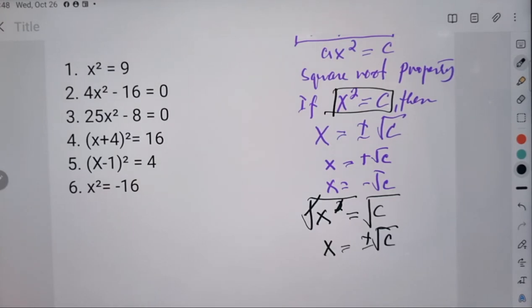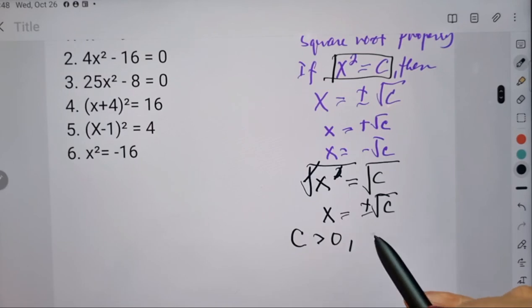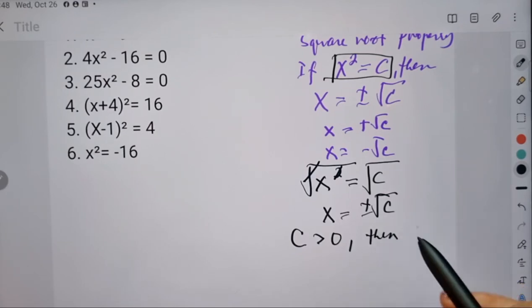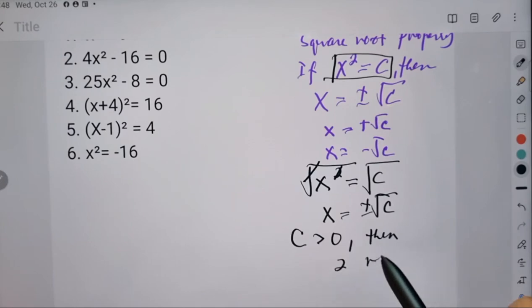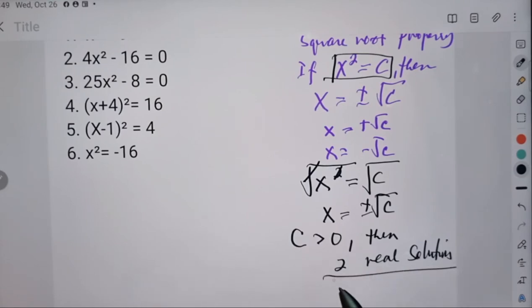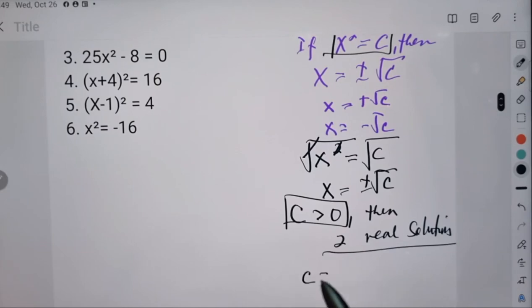Now, if the value of c is greater than 0, then magkakaroon tayo ng 2 real solutions. Magkakaroon tayo ng dalawang real numbers na solution. Now, ano naman ang mangyayari if c is equal to 0? Pag c is equal to 0, meron lang tayong one real solution. Okay? Dahil square root of 0 is 0. Wala nang positive and negative doon.